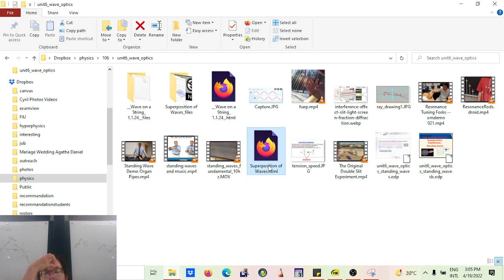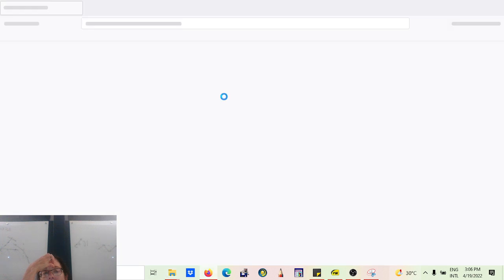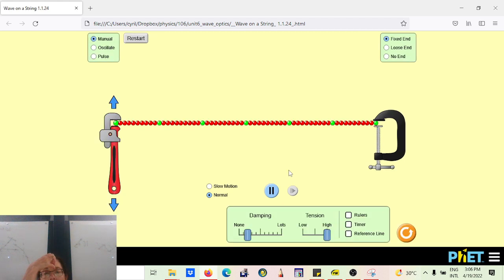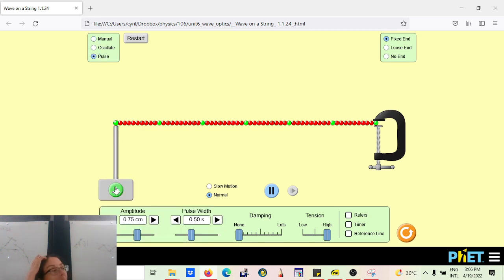So how does that happen? Let me show you a wave on a string. That will be your guitar. Let's say no damping. I'm gonna create a pulse. Look at the wave. And this is fixed here. So you have a pulse. You see how it's reflected back? What's happening when it's reflected? Is it going to be erect or upside down? Upside down, it reverses itself, right?